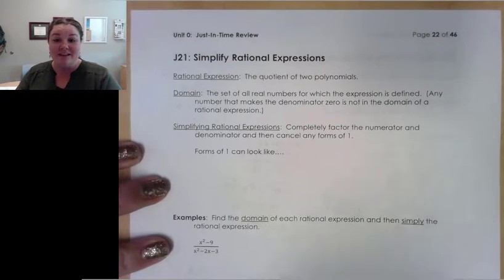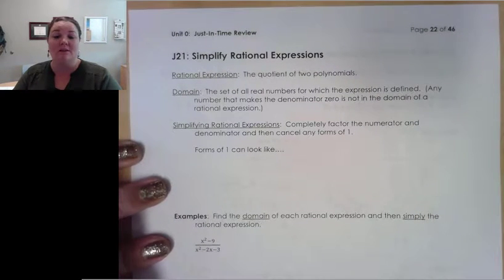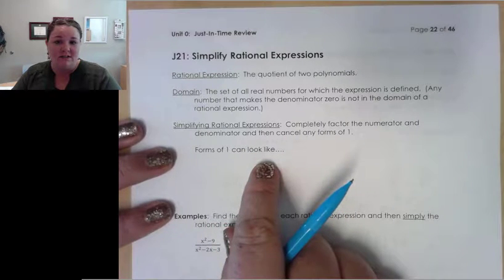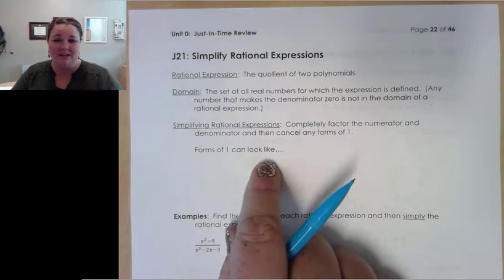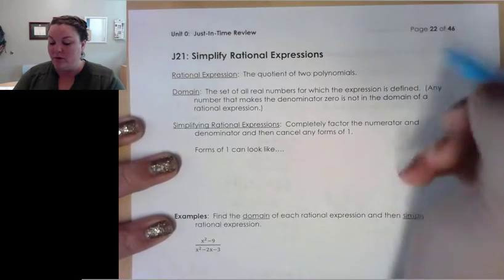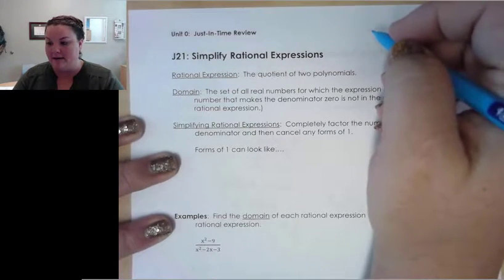So this is our video for J21, which is all about simplifying rational expressions, which basically means we're going to be reducing fractions, right? Remember, whenever we reduce fractions, all we're doing is canceling common factors that we have on top and bottom, because that represents a form of 1.